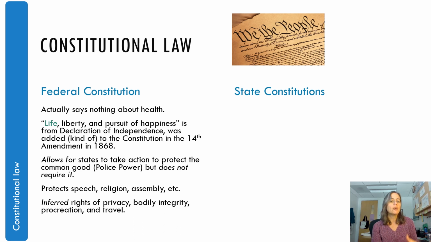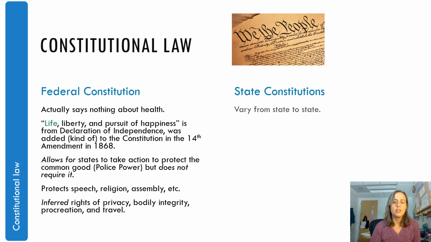Procreation, so there are some inferred rights that I have the ability and the right to decide whether or not and when and how I'm going to bear children. And travel, so your ability to move around freely, have been things that the court has said, well, I think what they meant was you should be able to do these things. So that's the federal constitution.